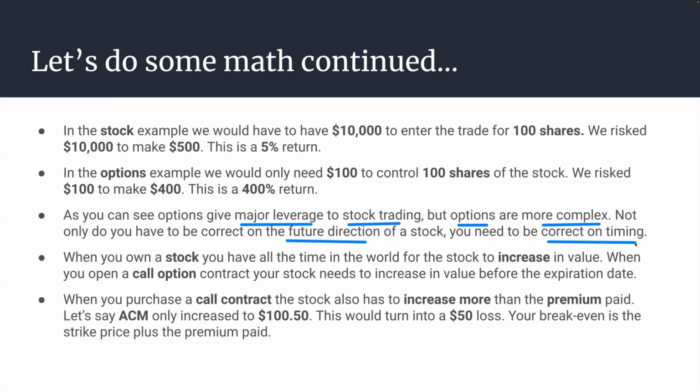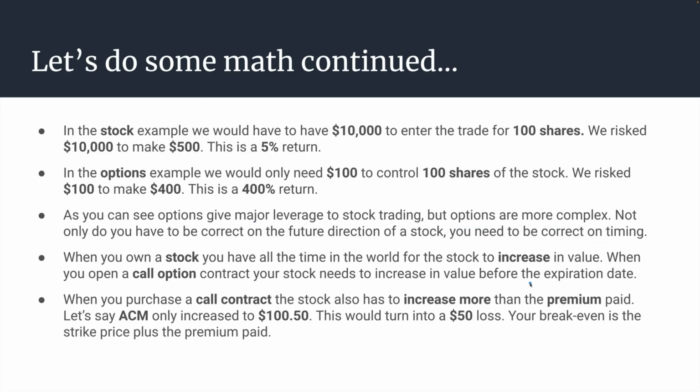Overall, you might have been correct on direction. If you were wrong on timing, you still would have a loss. This is opposite to owning the stocks directly. When you own a stock directly, you can sit on the stock forever and just wait for your timing to be correct. So like most things in life, you get a better return, but you also take on a lot more risk. So owning stock directly is a far more conservative approach to investing in a company, but you get far less return relative to owning call options.